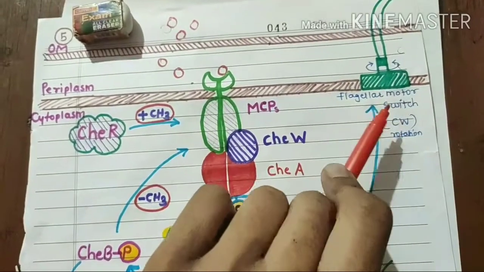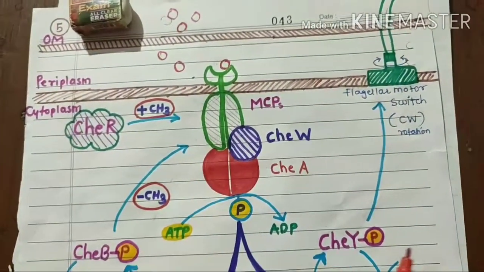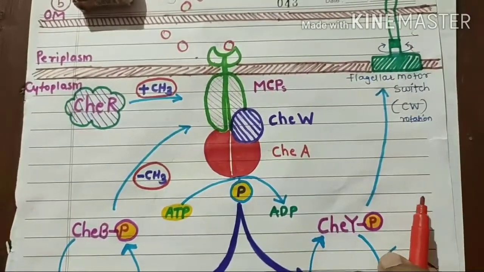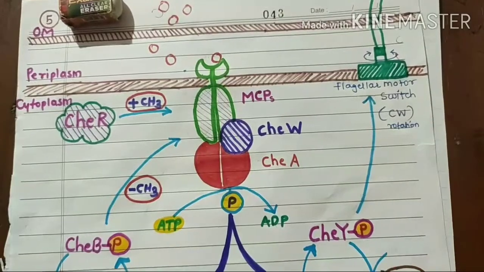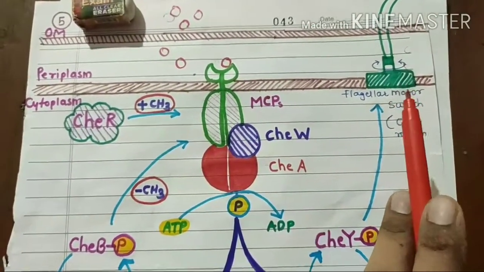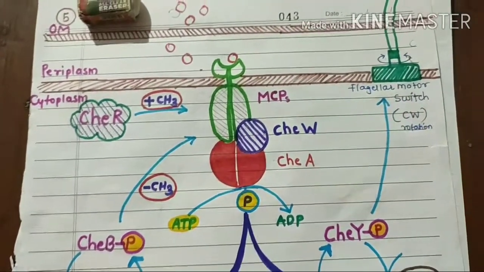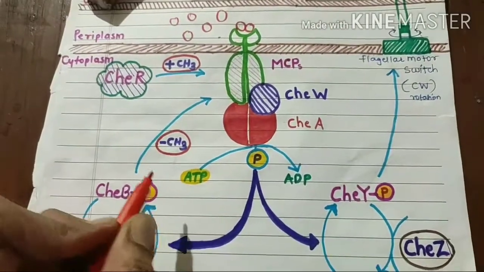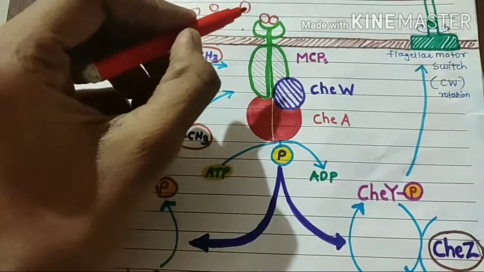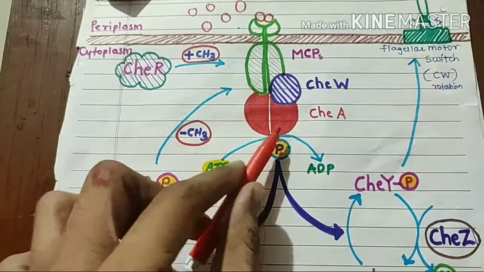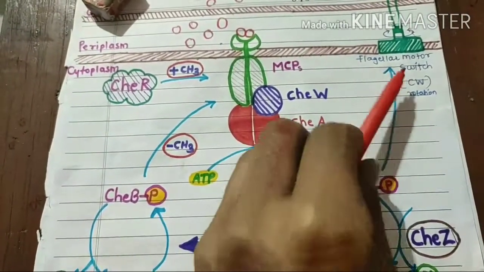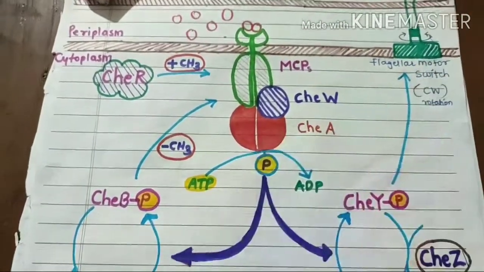So there will be less tumbling, because whatever CheYP was available from the previous condition will be there, but there will be a lesser amount. So the frequency of tumbling will be reduced because of the chemoattractants. I hope it is clear till this. Now you might think that as the MCP protein is bound to chemoattractants, this CheA, that is histidine kinase, will always be inactive, and hence there will be very, very little tumbling. Okay, but this is not the case.